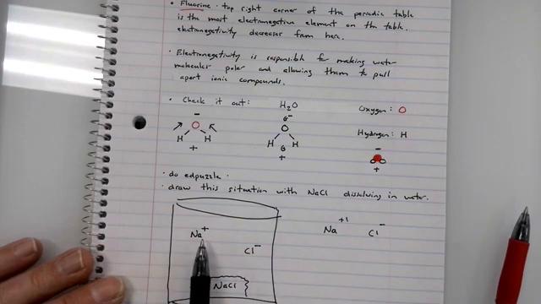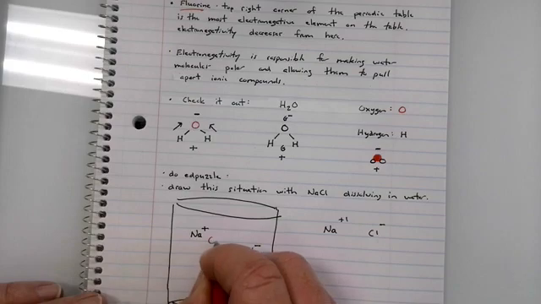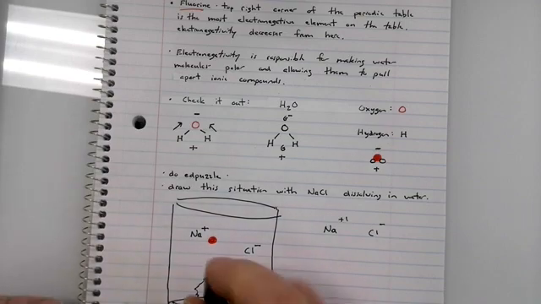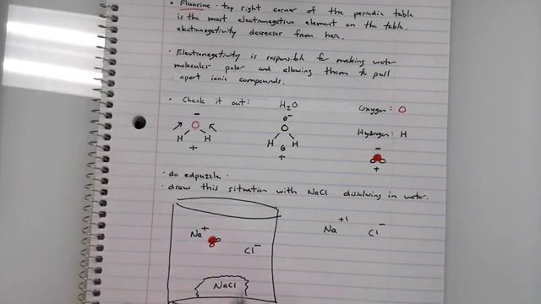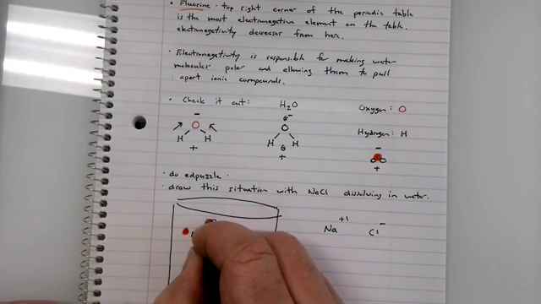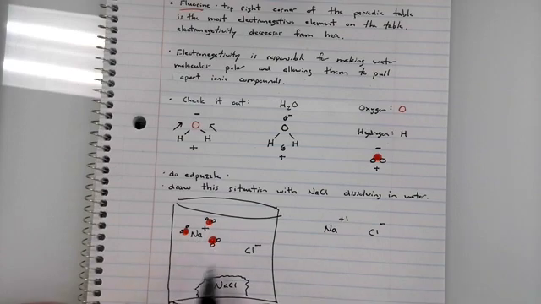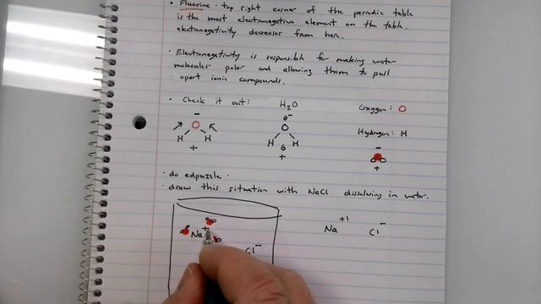We have Na plus here, so it's a positive charge. Remember, positives and negatives attract, so the negative end of the water molecule is going to surround the Na plus. Okay, notice the reds, the negative ends, are snugged up around the Na plus ion in solution.